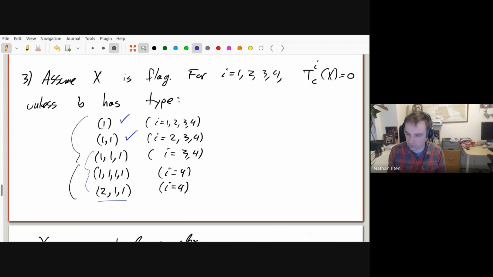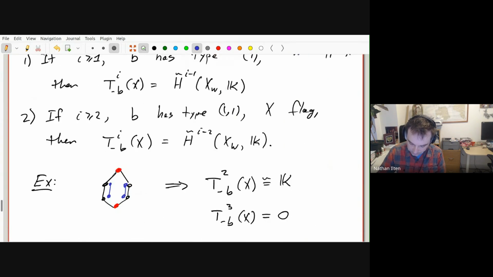For (2,1,1), there's another complex that I'm not going to describe, where to get T4, you just need to, again, consider the reduced zeroth cohomology. For type (1,1,1) and (1,1,1,1), it's slightly more complicated. But again, there are some very nice topological results. And so let me just give an example where we think about this degree (1,1,1), which gives a hint as to the kind of complex that we need to consider there.